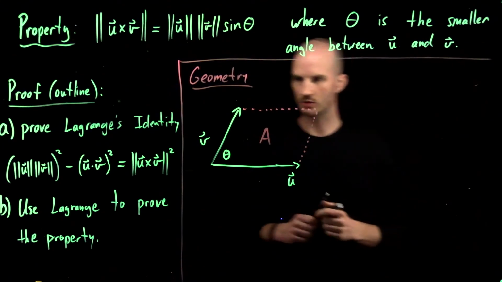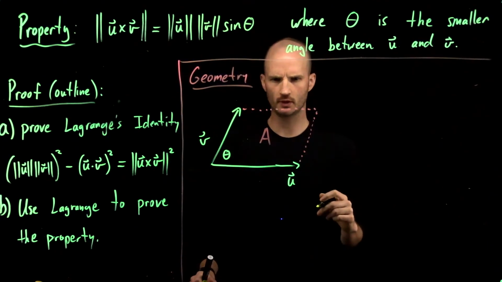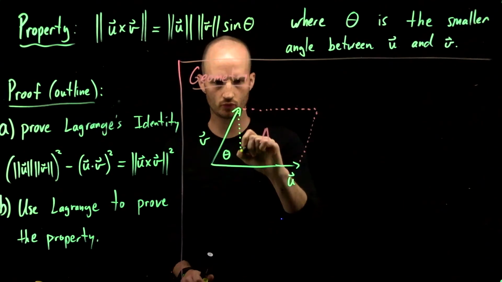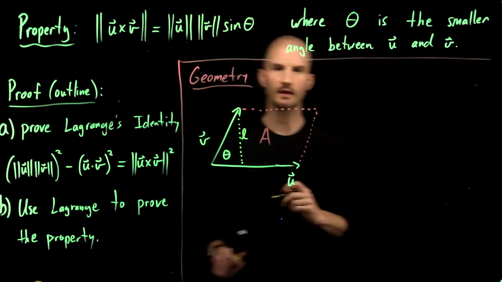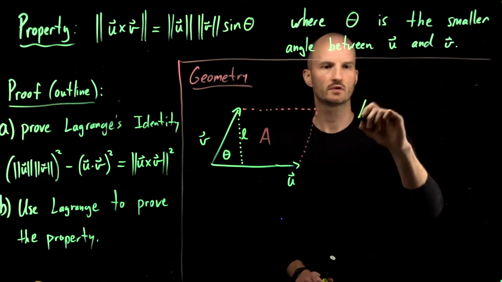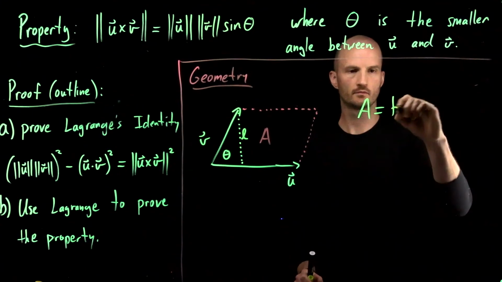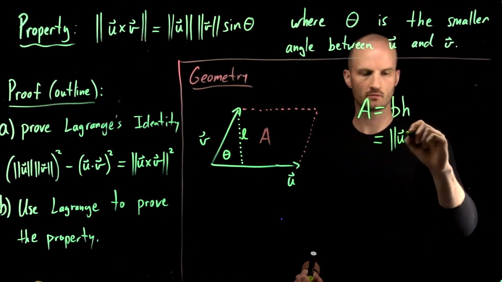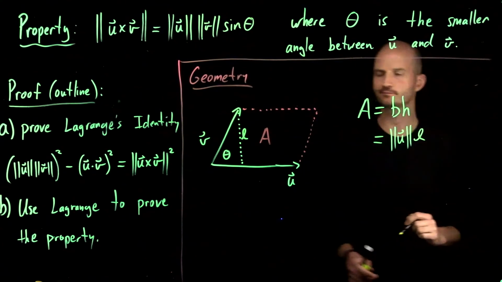Well, what can you do? You can drop a perpendicular here, and let's call this length L. So the area is base times height. The base is the length of u, and the height is the length L.